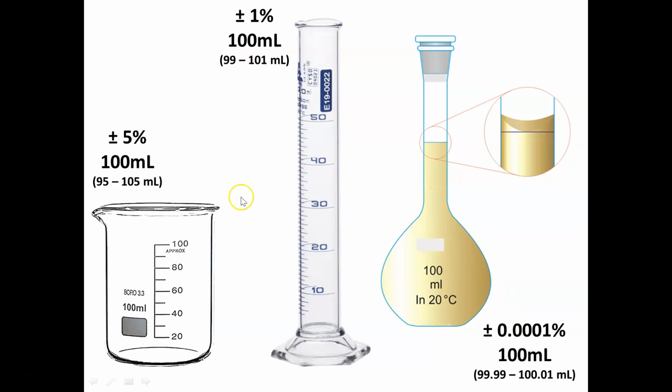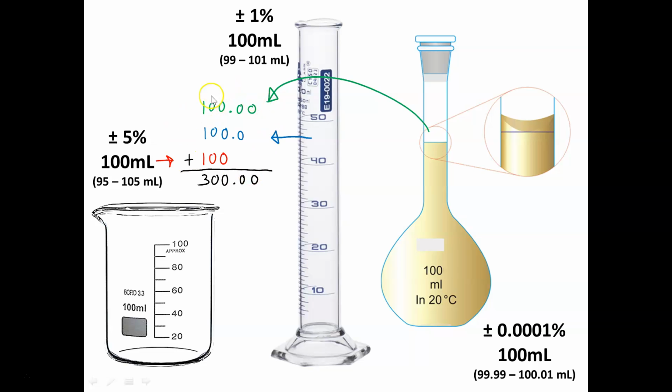So imagine if you had 3 students and you asked all 3 students to measure 100 milliliters, but one was using a beaker, one was using a grad cylinder, while one was using a volumetric flask. Now, if I added up all their volumes, it should be 300. But would it be accurate and precise to 300.00 to 2 decimal places? Absolutely not. While the volumetric flask is super accurate, the grad cylinder loses some of that precision, loses some of that accuracy.